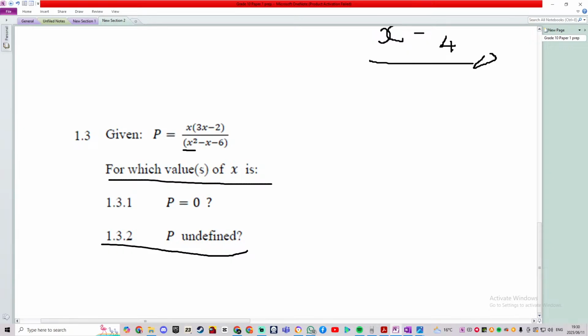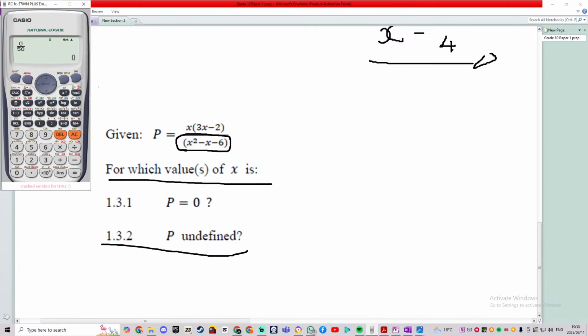What would make this undefined will be if the denominator is 0, right? So if we have 5 divided by 0, math error, which is undefined.